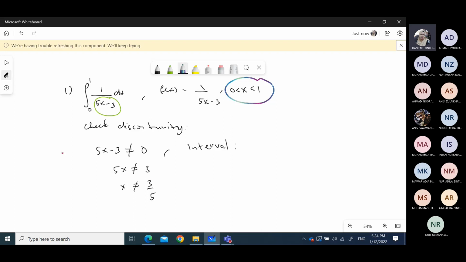Alright. So based on this equation, 5x minus 3 does not equal 0. So we identified that x is not 3 over 5. So kalau x is 3 over 5, so this function is undefined. Okay, so dia akan jadi kosong kat bawah tu. Alright, so here we can see that x is not 3 over 5. So now we look at this interval. So interval dia kat sini adalah 0 to 1. Is 3 over 5 in between 0 to 1? Termasuk tak? Yes, okay.